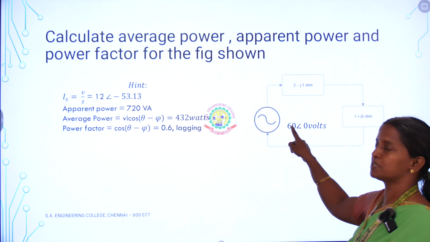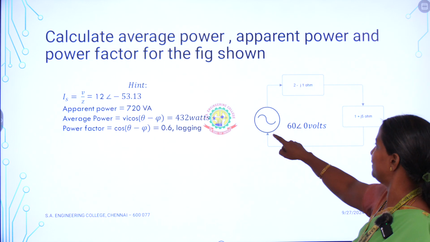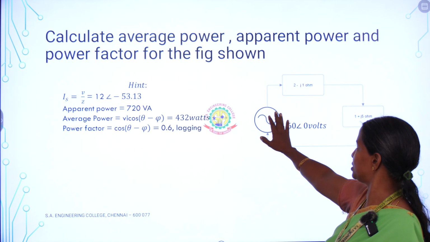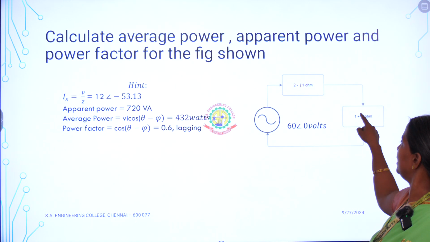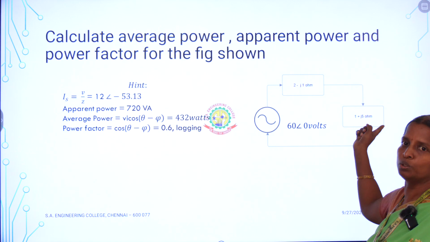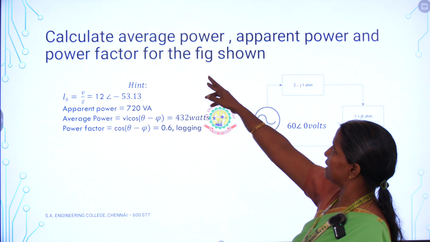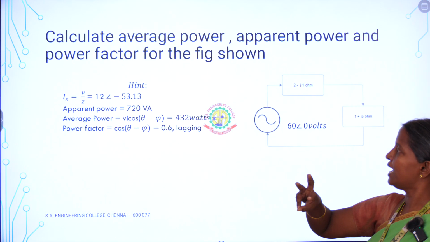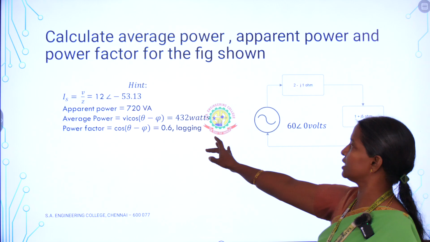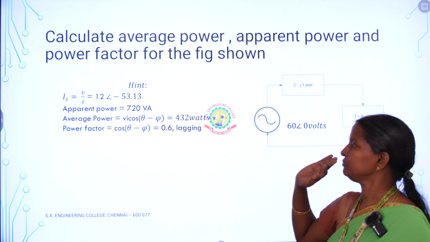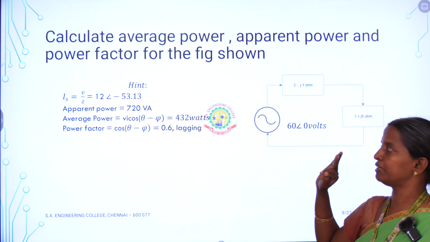So here they are given in polar form, 60 angle 0 volt. This is an AC source. Whenever they put a sign like this, it is an AC source. And they are given two impedances, 2 minus j1 and 1 plus j5 in ohms. Now take the question. Calculate the average power. They are asking the average power, and next the apparent power, and the power factor. How to find the average power, apparent power and power factor?